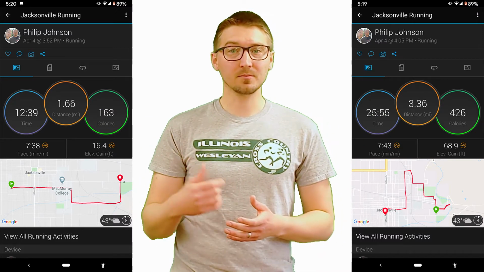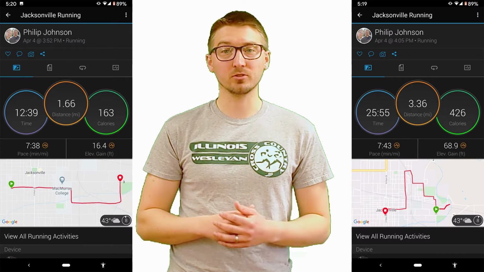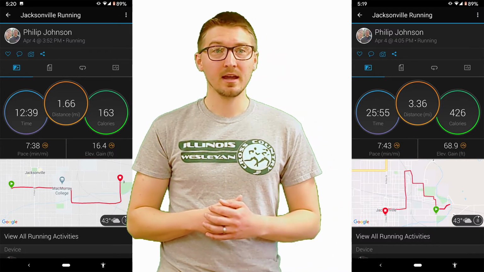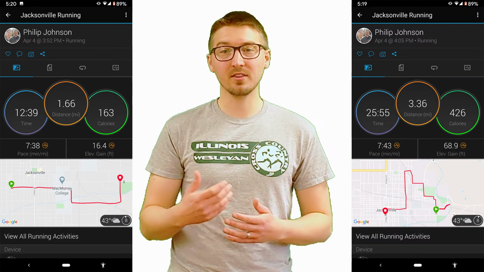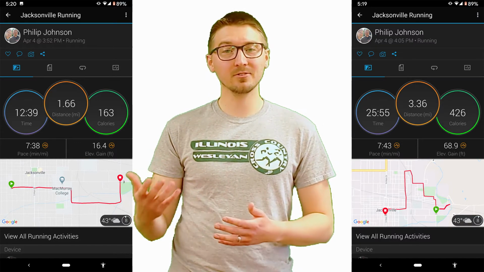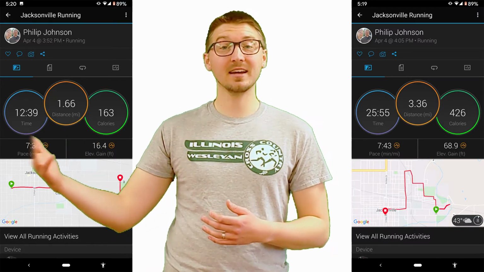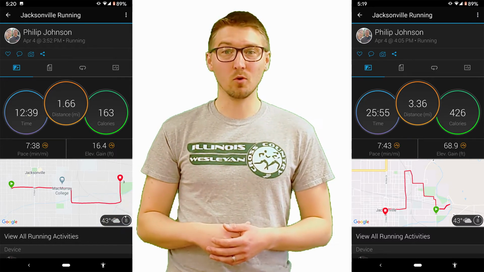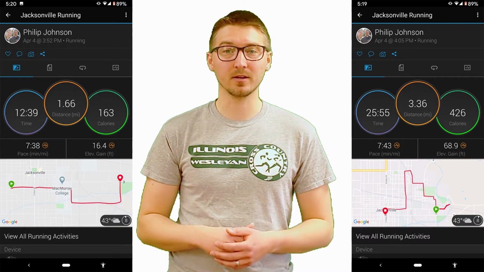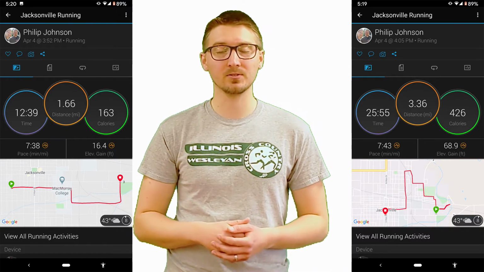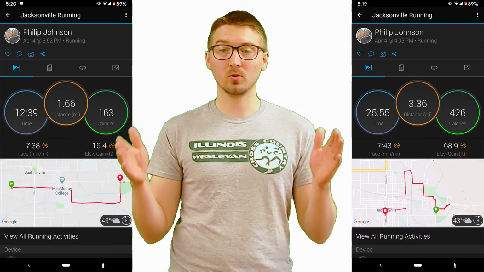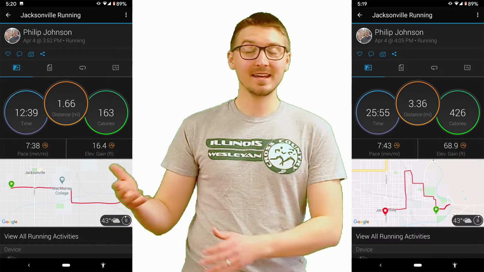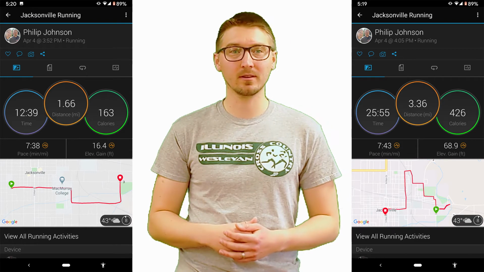The first segment that I went on was actually a little bit shorter. It was only 1.66 miles, and you can see here that my average pace was a 7:38. But after I stopped my watch and I started the second part of my run, I went further. I had more distance to cover on that portion of my run, which was 3.36 miles, because I was going for a total of 5 miles during that workout. Now, my pace in that latter portion was actually a 7:43.